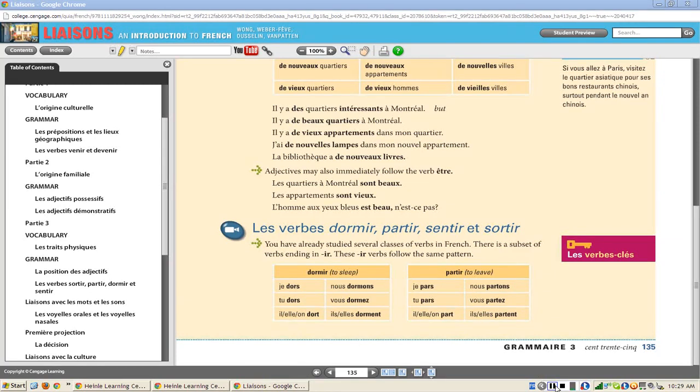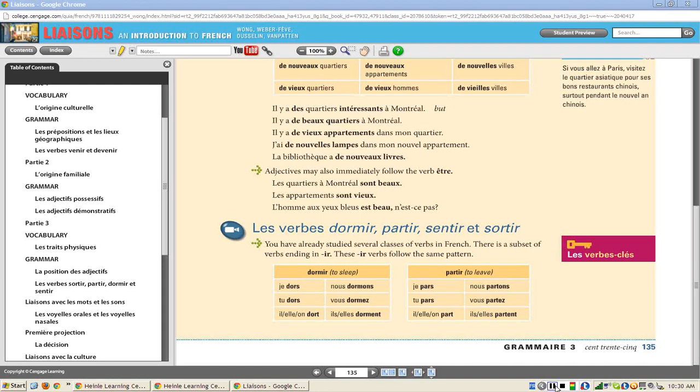Dormir, you've seen this a little bit already. Now you'll learn how to conjugate it in the present tense, to say I am sleeping or I sleep, depending on the context. Je dors, tu dors, il dort, nous dormons, vous dormez, ils dorment.